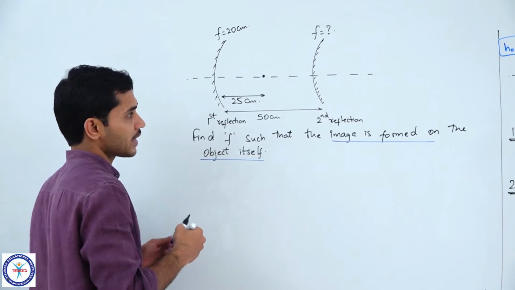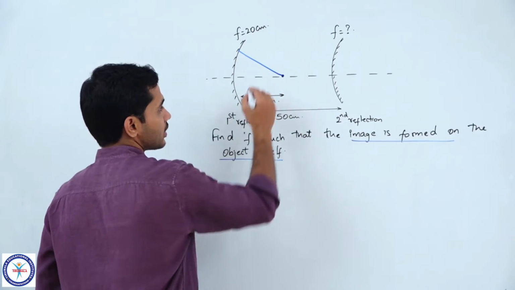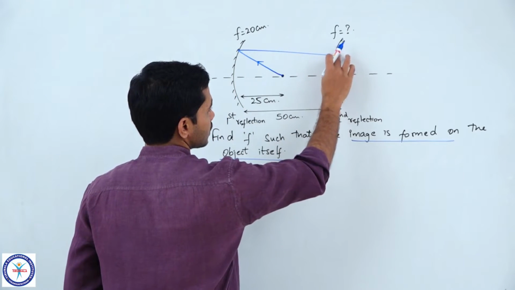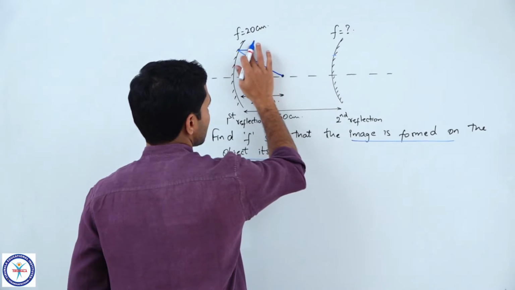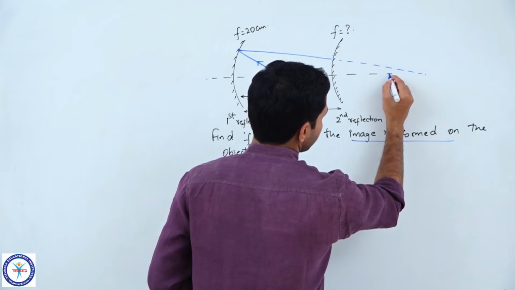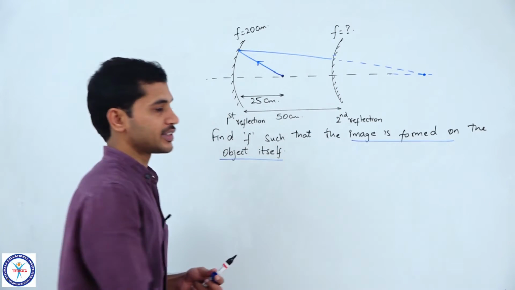So I will draw the ray diagram. The ray diagram would be like this: the light ray, if it is incident like this, goes and strikes this mirror in such a way that it appears to converge at a point which is behind the mirror at 50 centimeters.